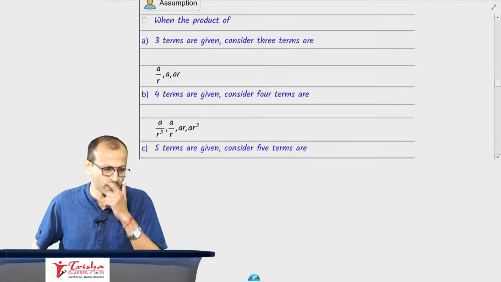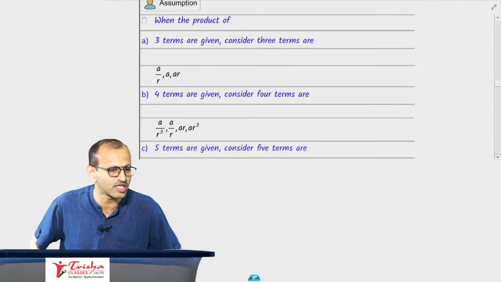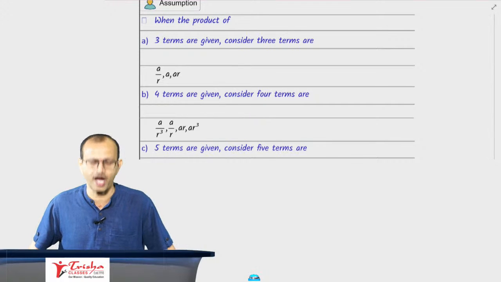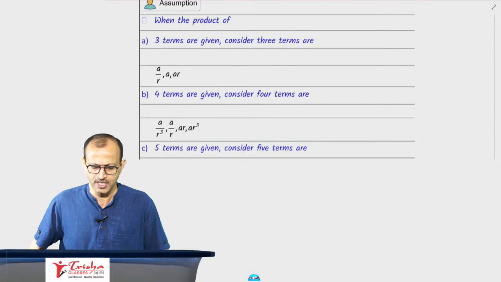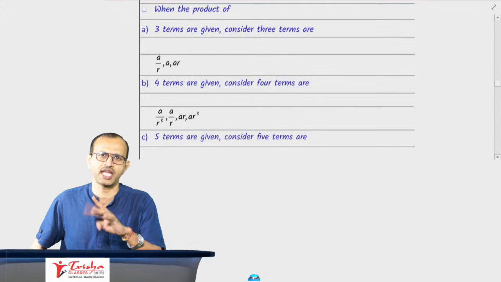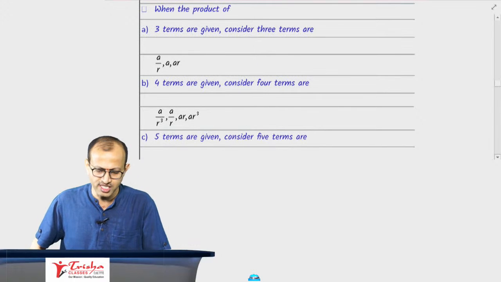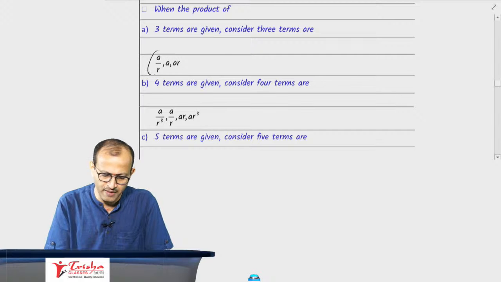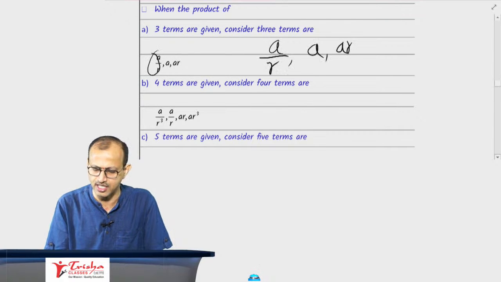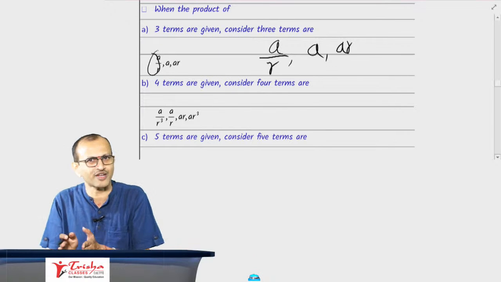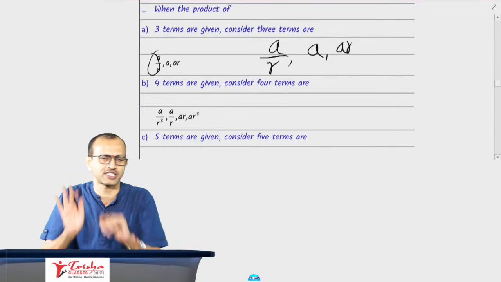One student asked me, Mega Devadiga, how do you work out in AP, GP? So there it is A minus D, A, A plus D in AP, correct? In a geometric progression, you have to take 3 terms as A by R, A, AR. Not required, time consuming, go by option, that's the best method.